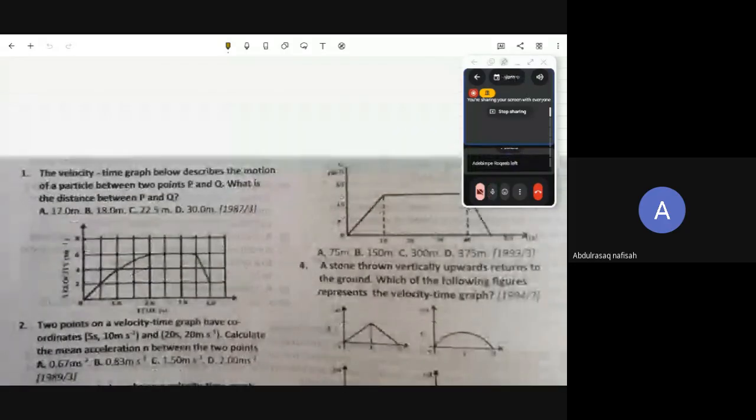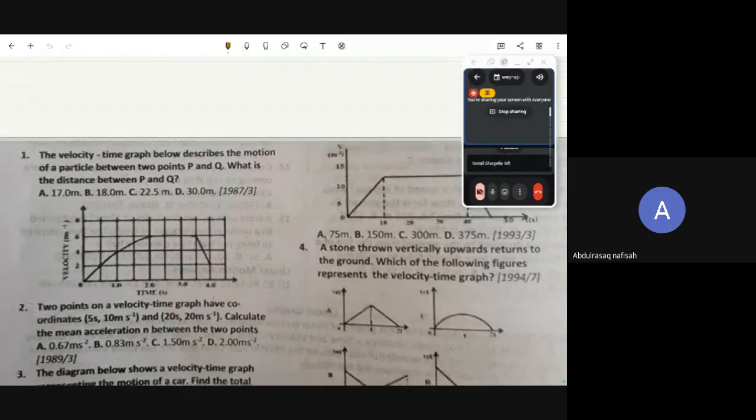Okay. So the first question here is 1987.3. It says the velocity time graph below describes the motion of a particle between two points P and Q. What is the distance between P and Q? Funnily enough, I can't even say graph properly, but I know this velocity is fine. Let's see the graph. Where is P and Q?